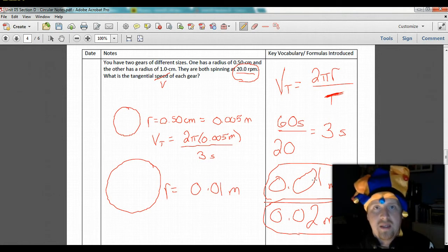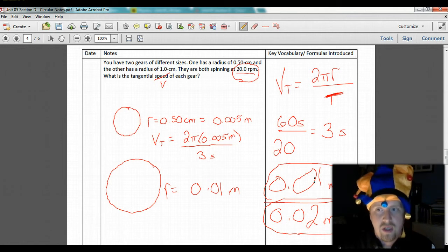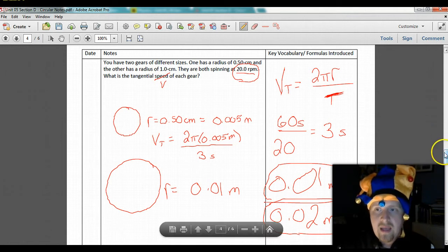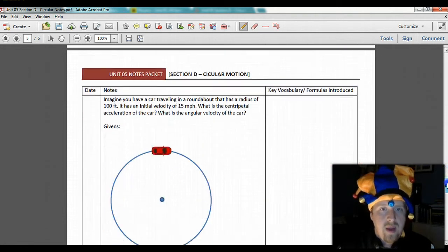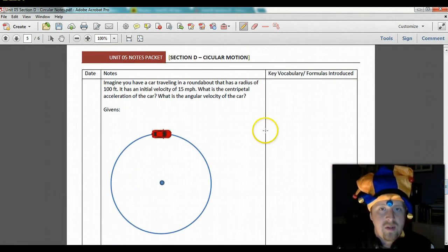All right, we're 28 minutes into this, which means that you probably only have maybe 20 minutes left of class. So here's what I want you to do. Moving on to the next page, there is a problem that deals with a roundabout that has a radius of 100 feet and an initial velocity of 15 miles per hour. What I want you to do is find the centripetal acceleration and the angular velocity of the car.